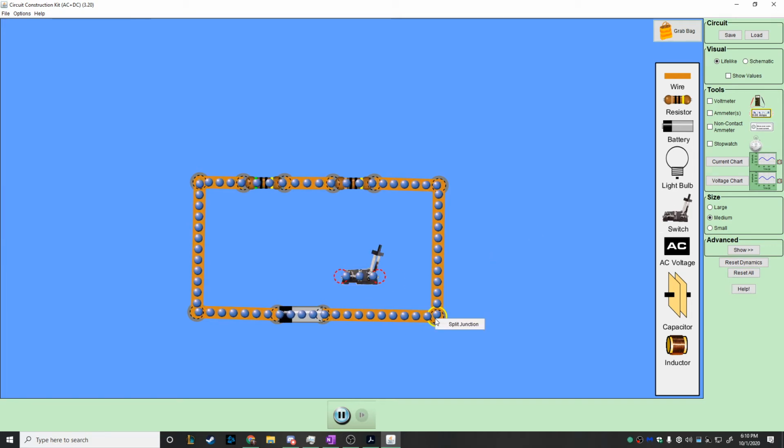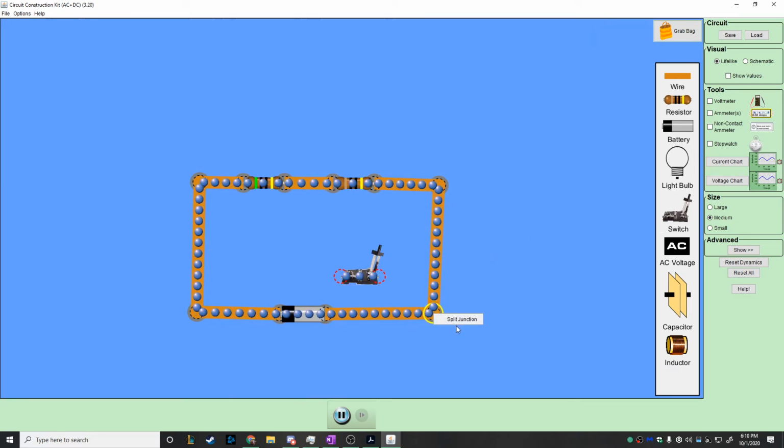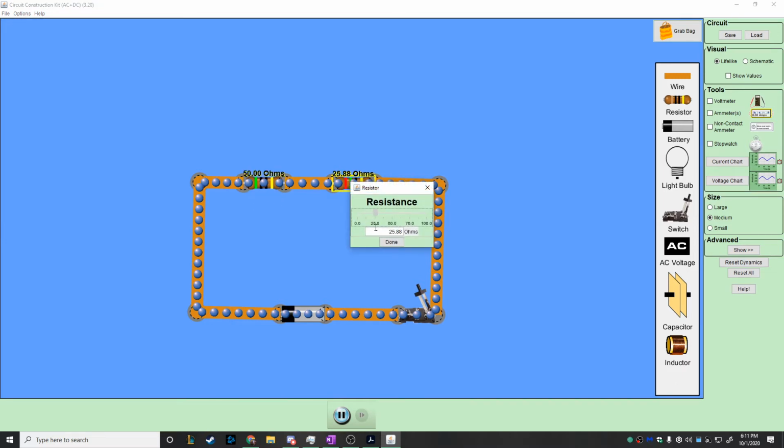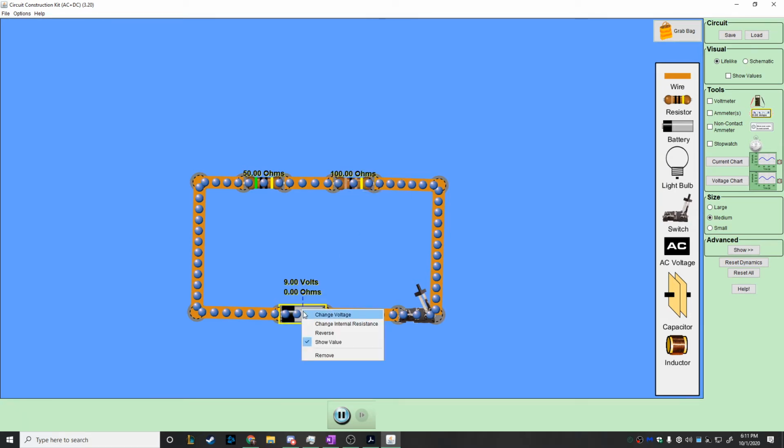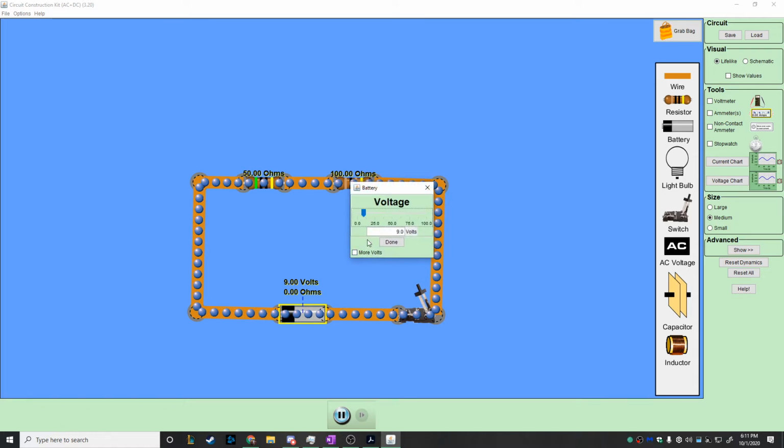And just to make the current stop flowing, we'll throw a switch in here so we can turn the current on and off when we want to. Just like so, with a split junction. There we go. Okay, so we'll use this switch. Now let's show value. Let's have them have different resistances if they're not exactly the same. Let's make this 25. Or let's use 100. And then we can show value on this one. Change the voltage if we want to. Let's make the voltage some multiple of these, so let's do like 15 volts.